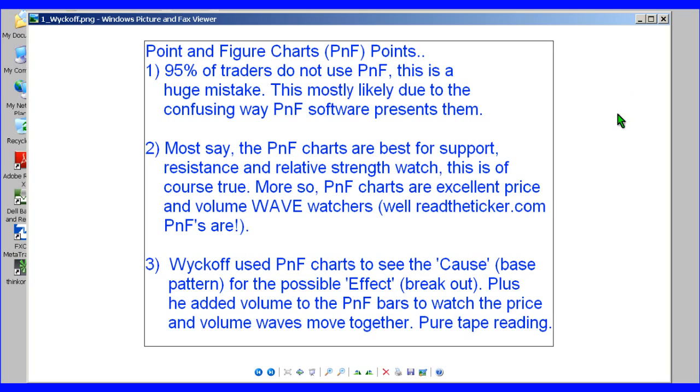Wyckoff used point and figure charts to see the cause, that's a base pattern, with a possible effect, that's the breakout. Plus he added volume to the point and figure bars to watch the price and volume waves move together. This was pure tape reading.